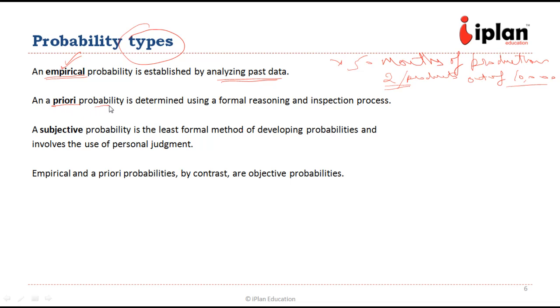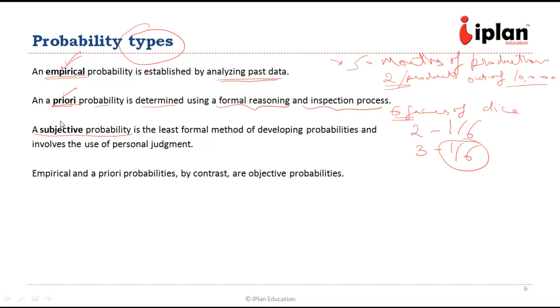A priori probability is determined using a formal reasoning or inspection process. This is not based on empirical data, but there is formal reasoning in it. For example, we know there are 6 faces of a die. If we throw it, the outcome will be only one of these 6. So we know the probability of getting 2 is 1 by 6, the probability of getting 3 is 1 by 6, the probability of getting any number is 1 by 6 because there are 6 faces of the die. So we calculate this through reasoning. It is called a priori probability.